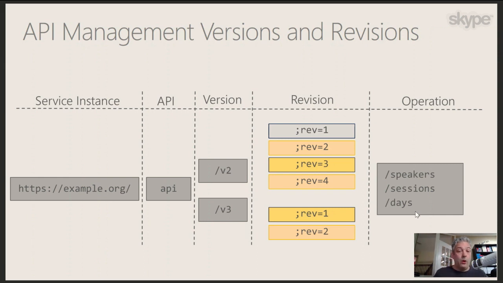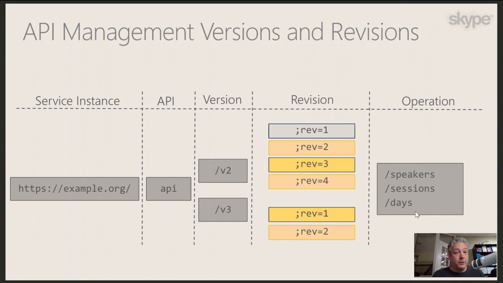The revision 1 here is gray because it was taken offline and made not accessible. We're not going to allow anybody to take a look at that moving forward. So this additional optional parameter that exists in the path allows you to control which particular revision you are working against.